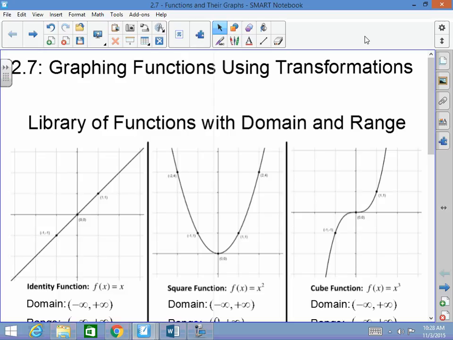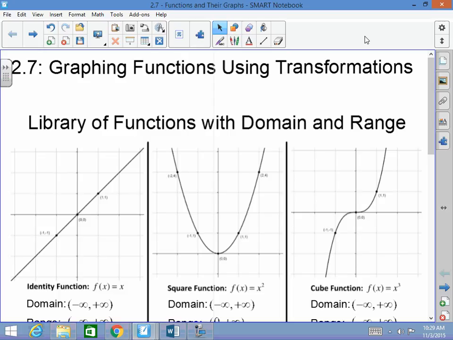I'm going to describe each of these functions, show you the domain and range for them, and then we're going to learn how to transform these parent functions. Every function I'm going to show you here is called a parent function. A parent function is the most basic root of a function. Once you have the parent function, you can shift that function. You can make it wider, narrower. You could shift it up or down, and you can shift it left or right. Those are all called transformations.